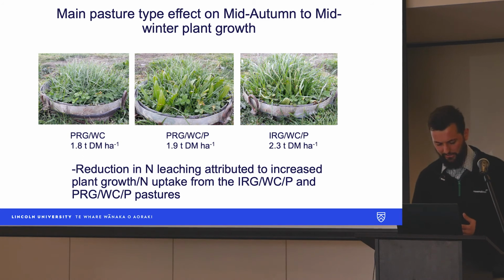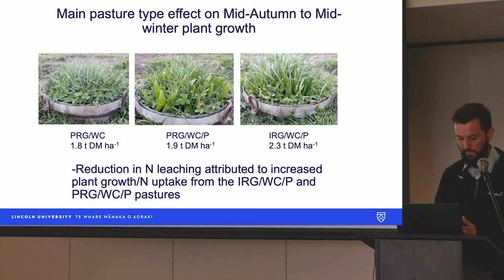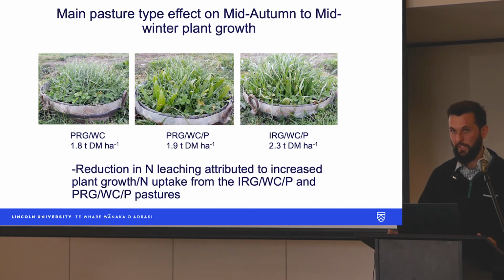So why were the losses lower under the Italian ryegrass and plantain? We attributed that to the mid-autumn to mid-winter plant growth. So once again, plant growth is really important. We saw perennial ryegrass growing 1.8 tonnes of dry matter over that period, with plantain it went up to 1.9, but the Italian ryegrass, white clover and plantain went up to 2.3 tonnes of dry matter a hectare over that period. So that increased plant growth from the Italian over that winter period was really important for reducing nitrogen losses.